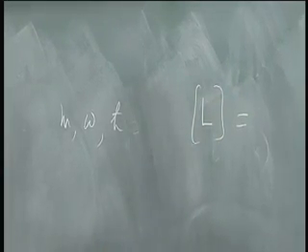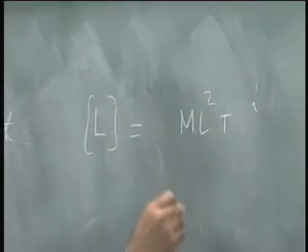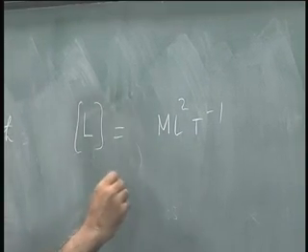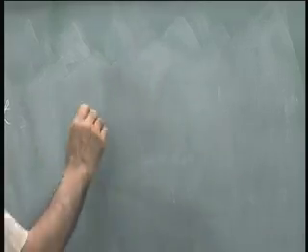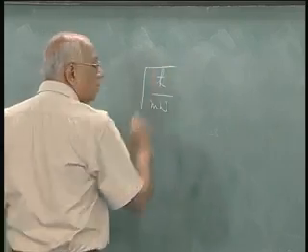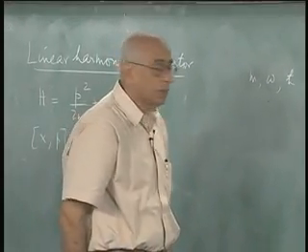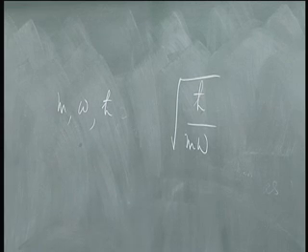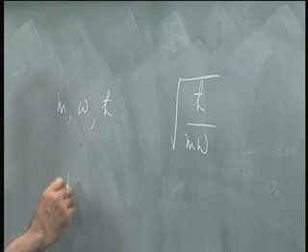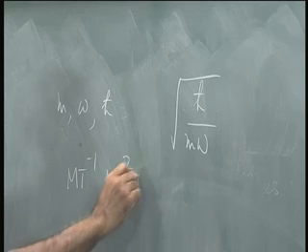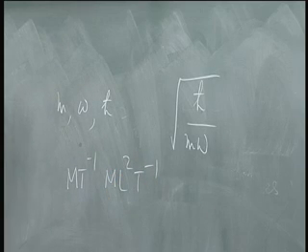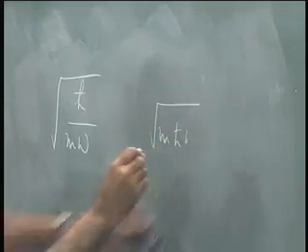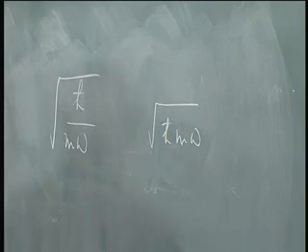The length that you can construct: h cross has dimensions m L squared t to the power minus 1, and m t inverse is m omega. So I could construct the square root of h cross by m omega, which is a length. And what is the momentum? How do you find a momentum? Momentum is mass times velocity, it is m L t inverse. So if I took m omega h cross, this is m t inverse times m L squared t inverse, and I took the square root of that, I get m L t inverse. So the square root of m h cross omega has dimensions of momentum.